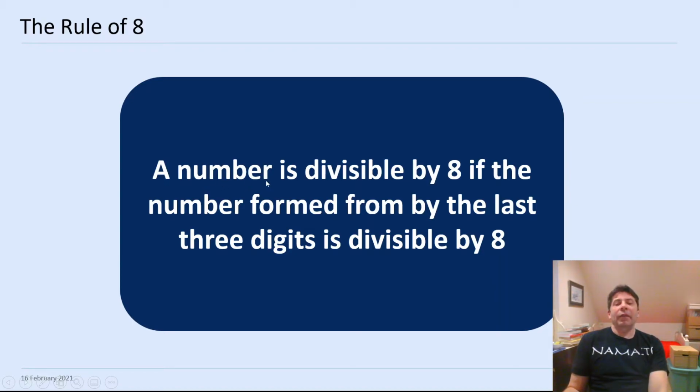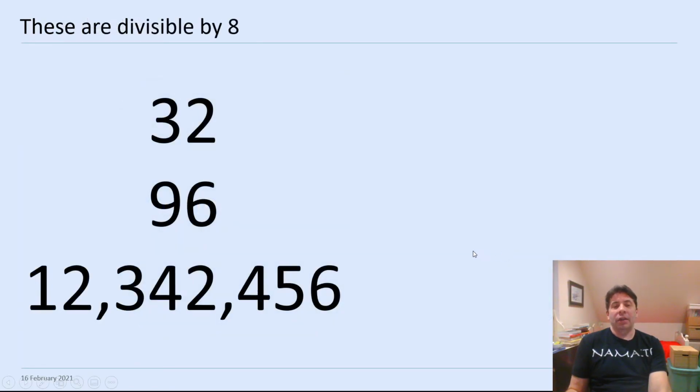A number is divisible by 8 if the number formed from the last 3 digits is divisible by 8. So these are a bit, as it might be, degenerate because there's only 2 digits. So 8 goes into 32, that's fine. 8 goes into 96 12 times. 12 8s are 96. This is the real test.